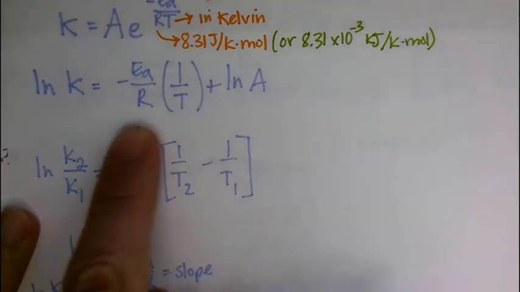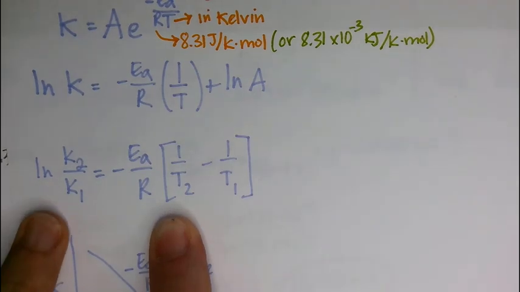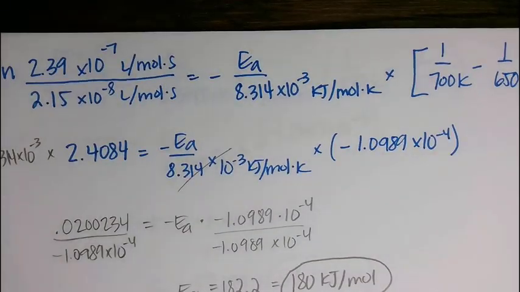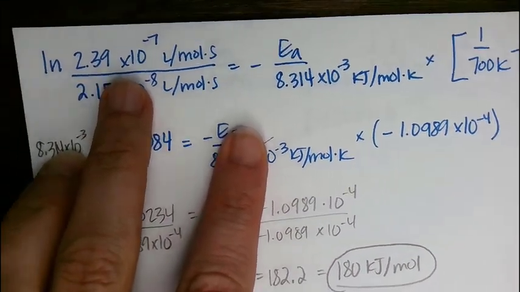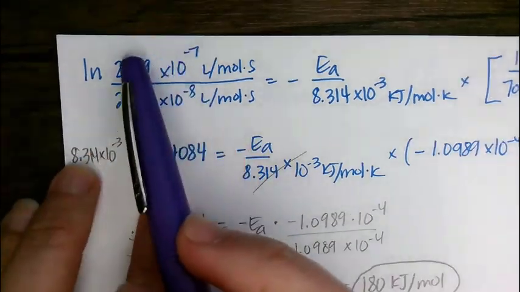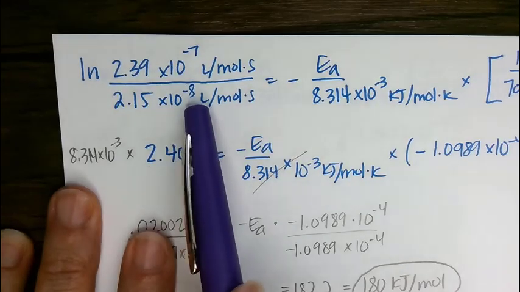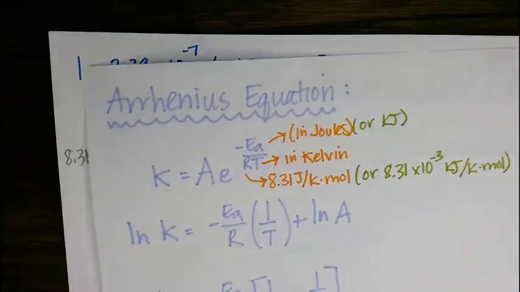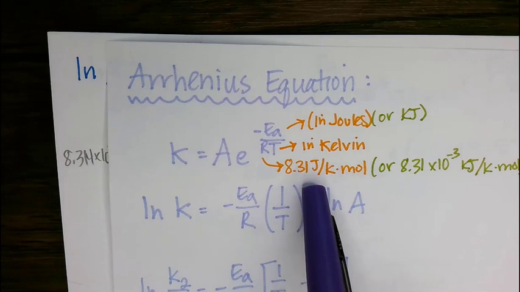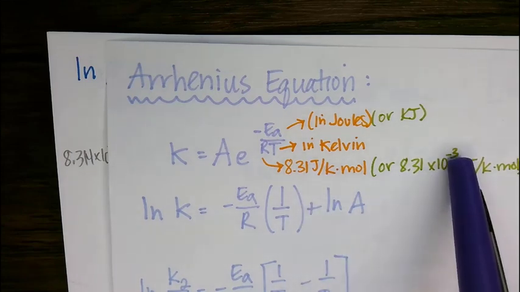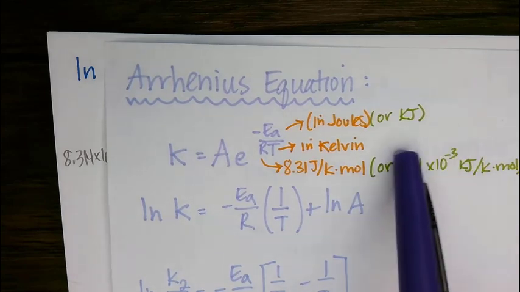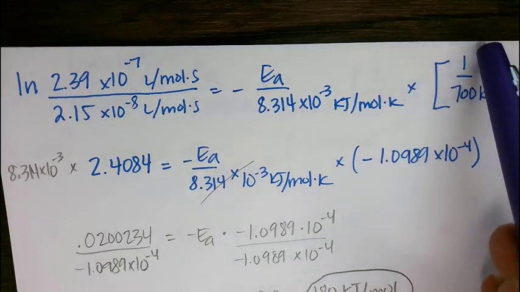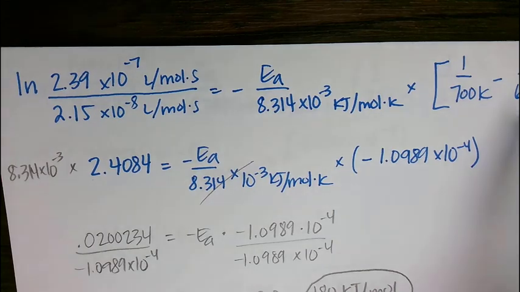Let's work through it together. I'm going to use this version of the Arrhenius equation to solve, taking the natural log of K2 divided by K1. So I took the K2 value, the 2.39 times 10 to the negative 7, that's my K2, divided by my K1 is equal to negative EA over my R, and my R is given to us here. We can either use 8.31 joules, or we can use 8.31 times 10 to the negative 3 kilojoules. I've just been using the kilojoules because the activation energy would get very large if you're not using kilojoules. And then I times it by 1 over T2 minus 1 over T1.